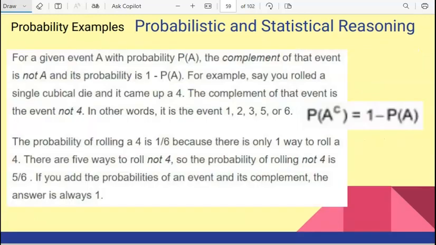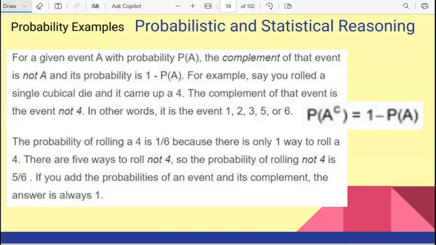For a given event A with probability P of A, the complement of that event is not A, and its probability is 1 minus P of A. For example, if you rolled a single cubical die and it came up a 4, the complement of that event is event not 4. In other words, it is the event 1, 2, 3, 5, or 6.